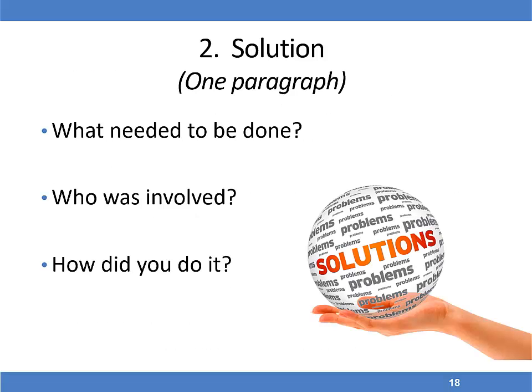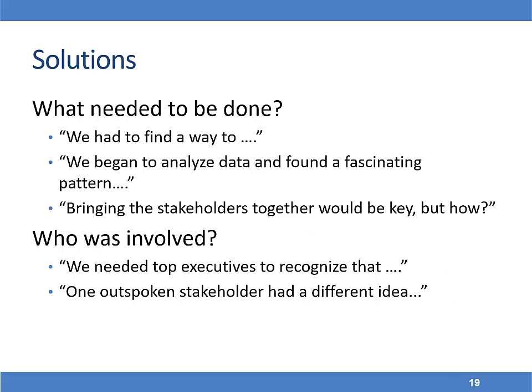The next paragraph should be dedicated to the solution, talking about what was it that needed to be done, maybe talk about who was involved or how you did it. In the solutions section, some different ways to address that paragraph would be things like, we had to find a way to do X, or we began to analyze the data and we found this very interesting pattern emerging, or bringing stakeholders together was going to be a challenge. How were we going to do it? You can also talk about who was involved. For example, we needed top executives to understand something, or one particular outspoken stakeholder had a different idea.